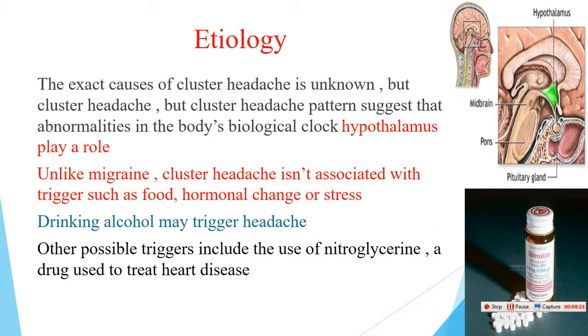The etiology of this pain, the exact cause of this cluster headache, is unknown, but the cluster headache suggests an abnormality in the body's biological clock, and the hypothalamus plays an important role. Defect in the hypothalamus is the most common etiology of this type of pain. Unlike migraine, the cluster headache is not associated with trigger factors such as food, nuts, hormonal change, or stress. Drinking alcohol may trigger this type of headache. Other possible triggers include the use of nitroglycerin, a drug used to treat heart disease. Nitroglycerin or alcohol can trigger this type of pain.